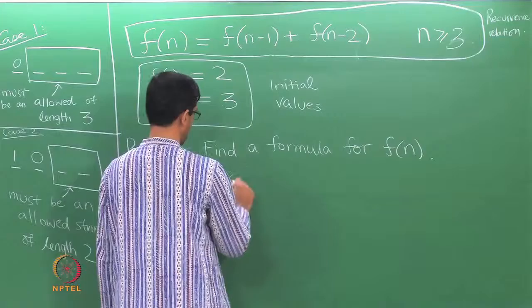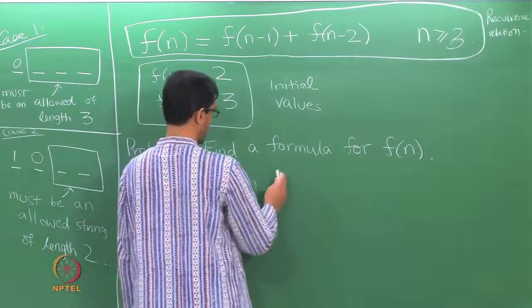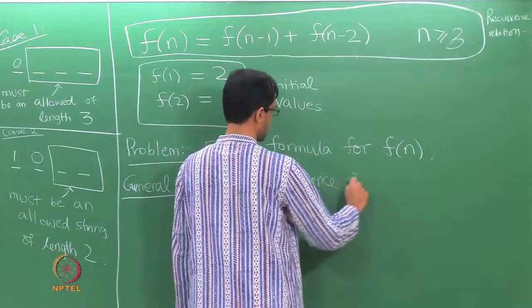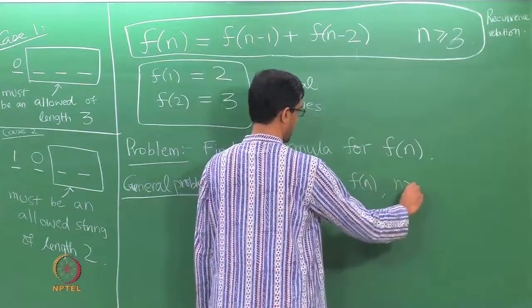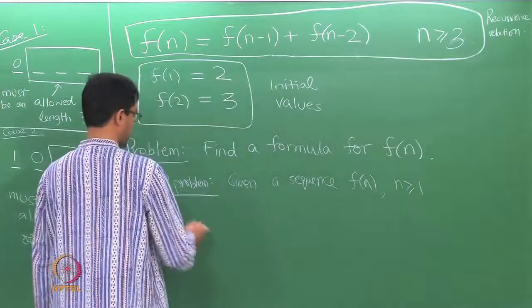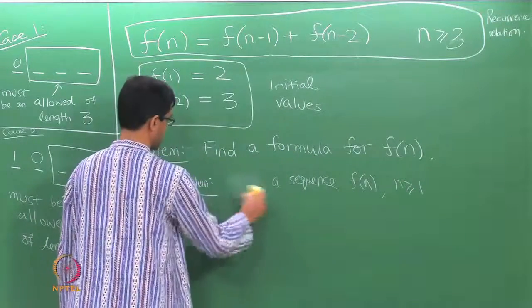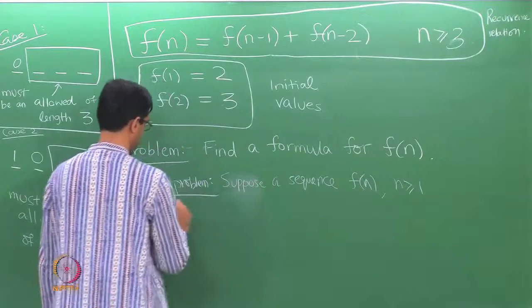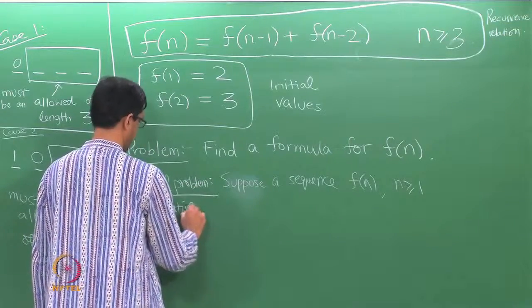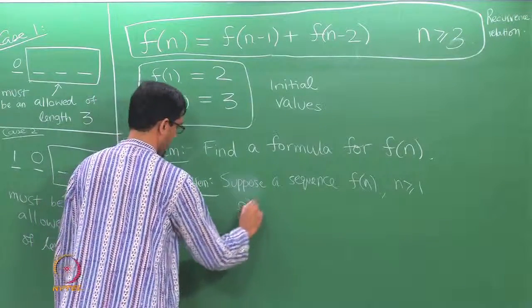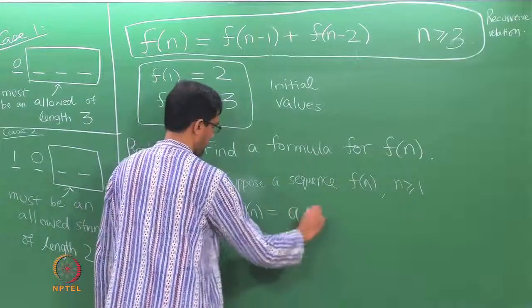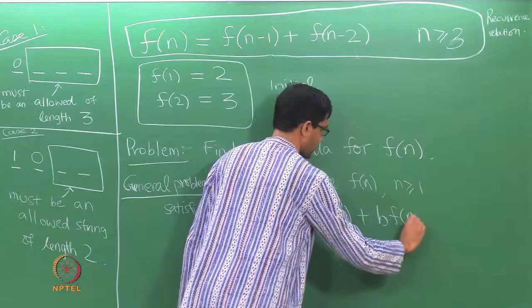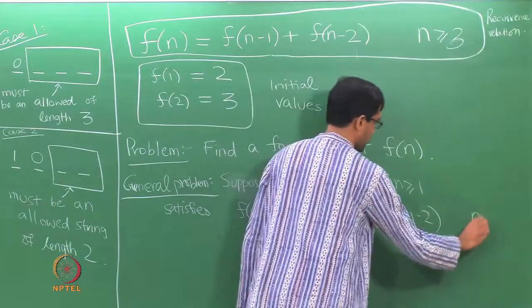So given a recurrence relation, so given a sequence of numbers f of n, n greater than or equal to 1, suppose a sequence f of n satisfies a recurrence relation, f of n is given by some a times f of n minus 1 plus b times f of n minus 2. So this is for n at least 3.